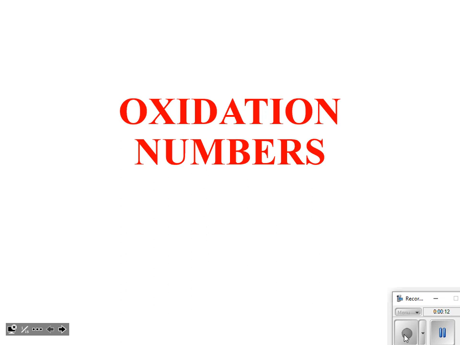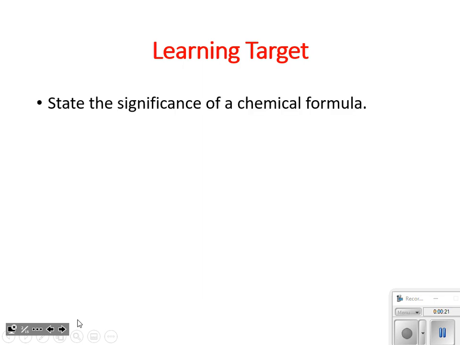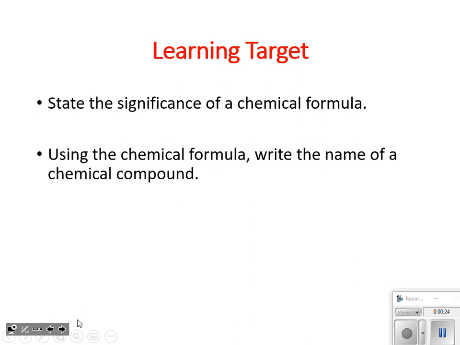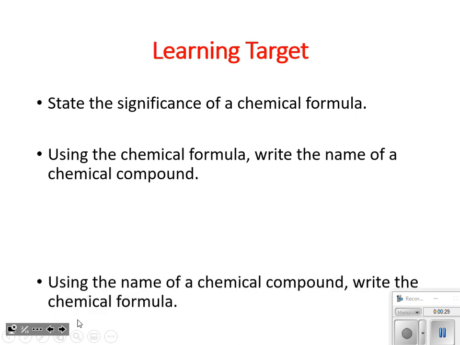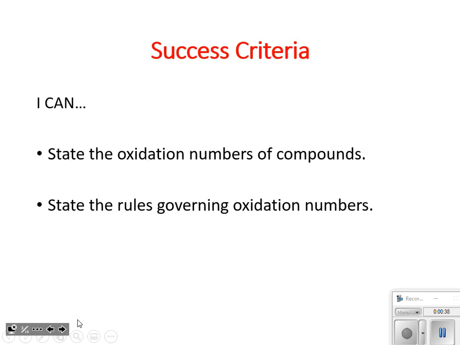So we're going to start off with our learning target, which is to state the significance of a chemical formula, and using the chemical formula, write the name of a chemical compound, and using the name of the compound, write the chemical formula. So those are the same learning targets we've been dealing with. Now, our success criteria for today is that I can state the oxidation numbers of compounds, and I can state the rules governing the oxidation numbers.